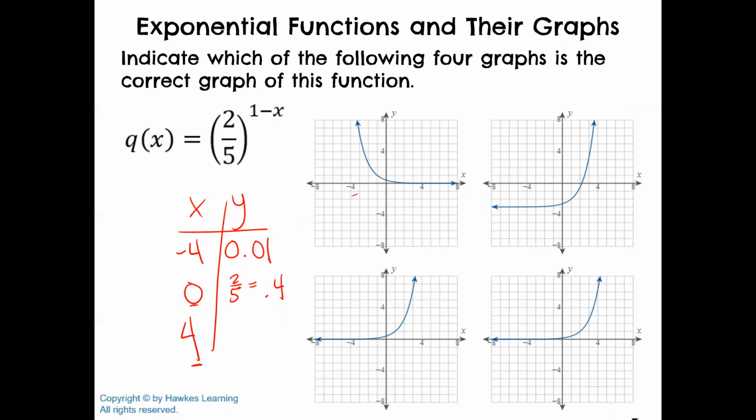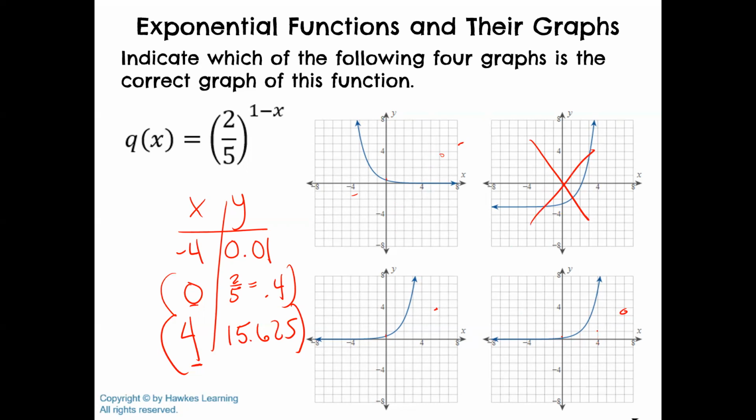And then when x is 4, 1 minus 4 is -3, so we're going to do 2/5 to the -3rd. And we get 15.625. So when x is 4, y is a big number, goes up, up, up, right? So we're looking for 0.4, so 0.4, 0.4, this one's out, 0.4, and 0.4. So it's either this one, or this one. And then, ooh, this is going to be hard.